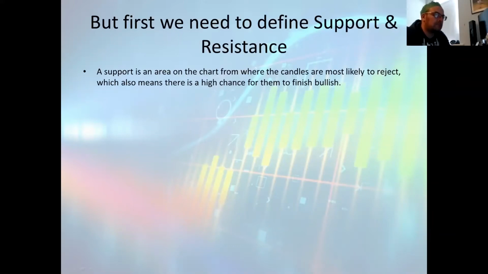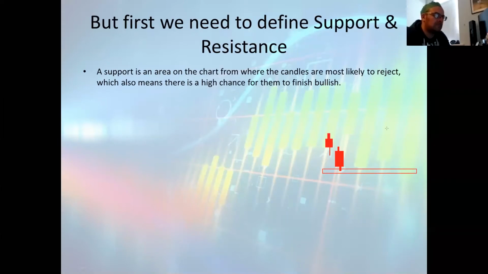Anyway, so support. Let's say we have a support down over here, right? And then you have a candle that is coming bearish. So is this a good time to take a buy? No, not really, because candles are coming bearish from up there. They're coming bearish.